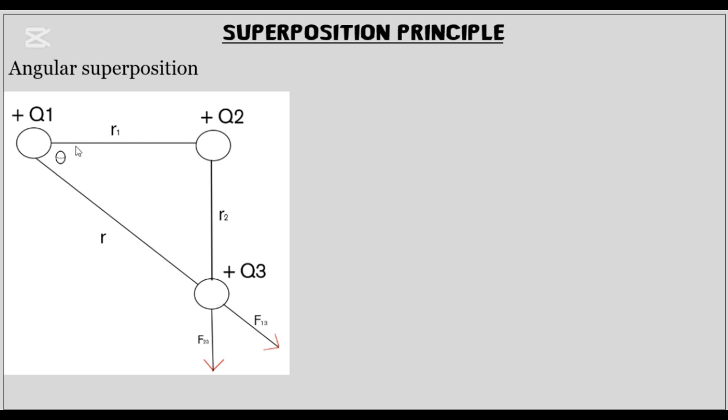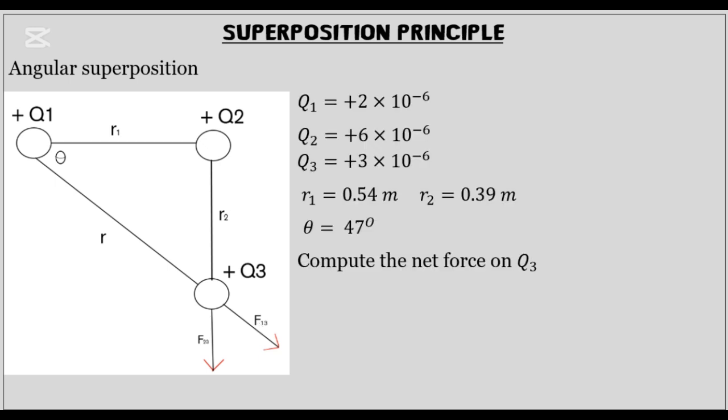Then this angle is the angle at which Q3 is placed, which is theta. This is the angle we'll be using to solve our equation. Now, F13 is the force that charge 1 exerts on charge 3. We are using the previous question to solve the angular superposition as well. So we are looking for the net force on charge 3.